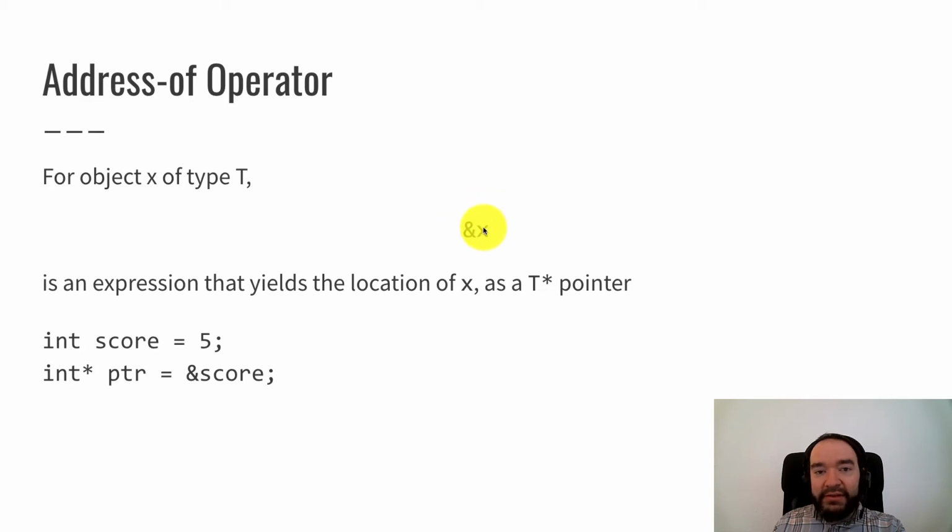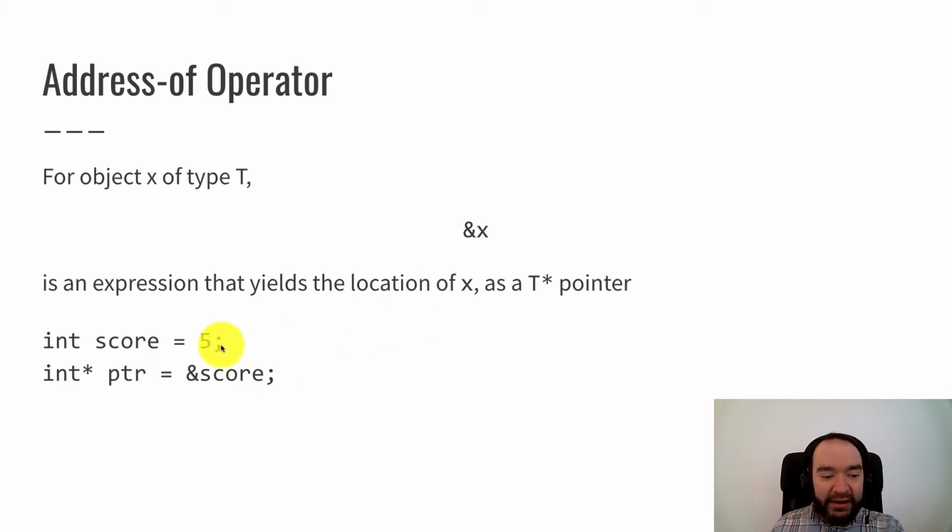The data type of this expression is T star, the location of x's data type. So for example, if I declare int score equals 5, that creates an int object holding the number 5. And int star ptr declares a pointer to an int. At this spot in the code, on the left-hand side of the equal sign, ptr is still uninitialized, but then I initialize it with ampersand score.